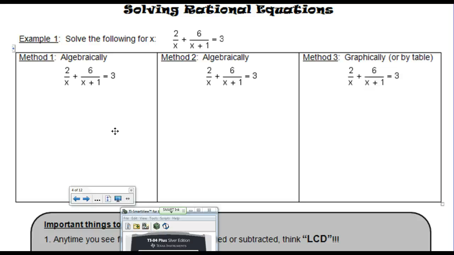So number 1, algebraically, we can either create LCD, then drop it. That's one method. And then the other method is to multiply LCD out first. Okay, so again, after this, you can decide which method you prefer.